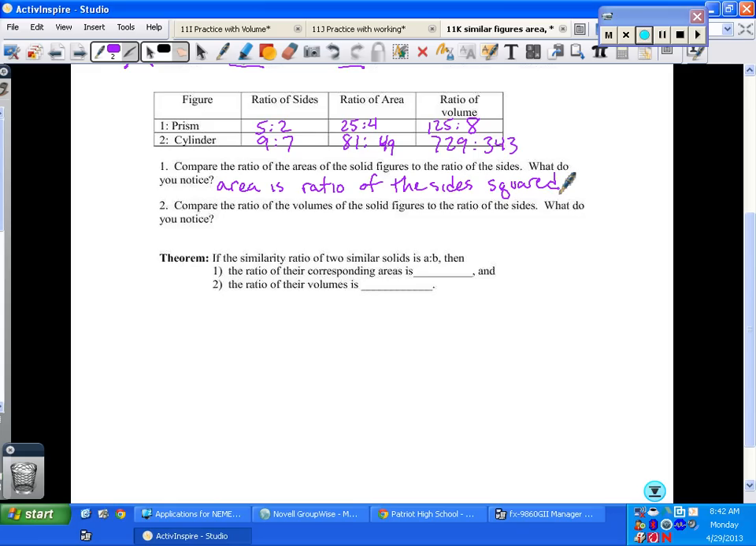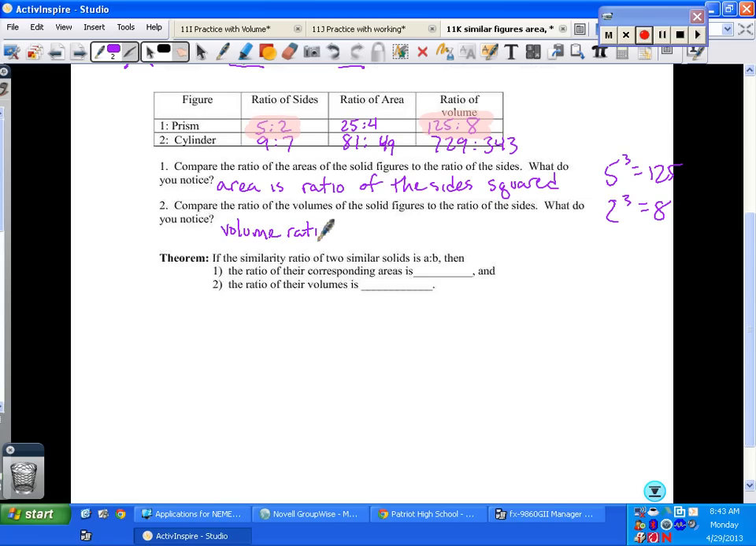Now it asks us to compare the ratio of the volumes of the solid figures to the ratio of the sides. So not volume to area, but volume to sides. So let's compare those. We have 5 to 2, and a ratio of 125 to 8. Well, what we should notice, and some of us notice this quicker than others, so I'll help you out a little bit, is that if we take 5 and we multiply it by itself 3 times, or cube it, 5 cubed is 125. Well, what is 2 cubed? 2 cubed is 8.